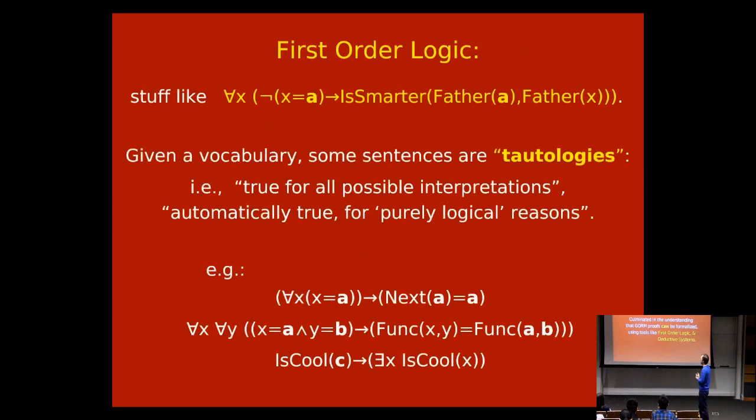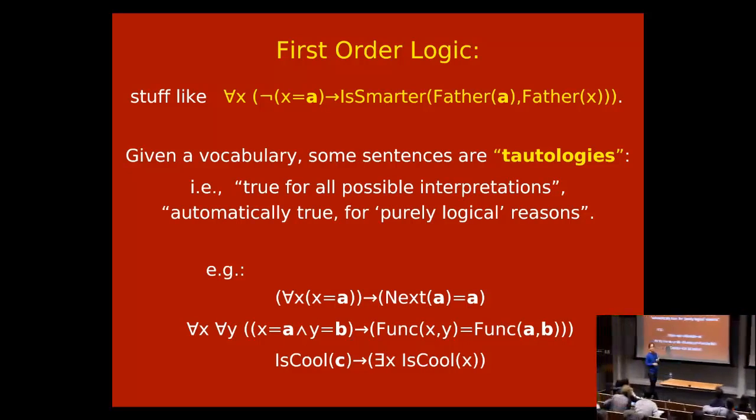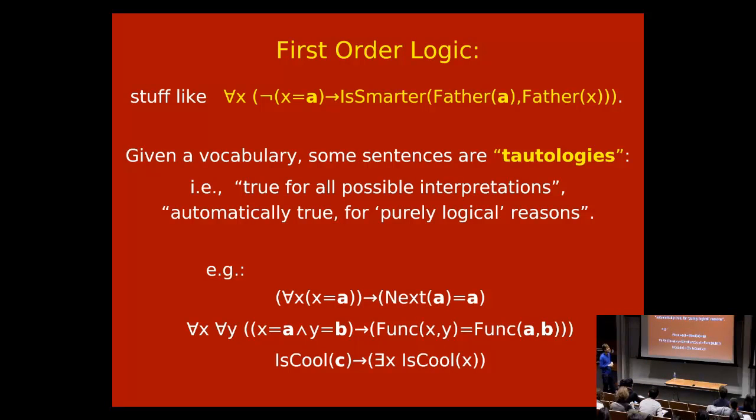So I'll remind you about these things. First-order logic was all this stuff with the for all and exists and implies and the functions and the constants and the relations. These function names and constant names and relation names were called the vocabulary. And one basic concept we had when talking about first-order logic was tautologies. These are sentences that are true for every possible interpretation. So no matter what the constants and the relations and the functions stand for, the sentence is always true, which kind of means that it's true for logical reasons only.